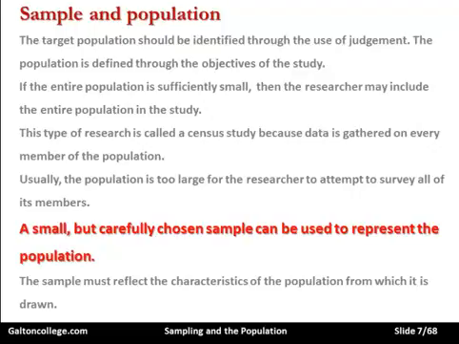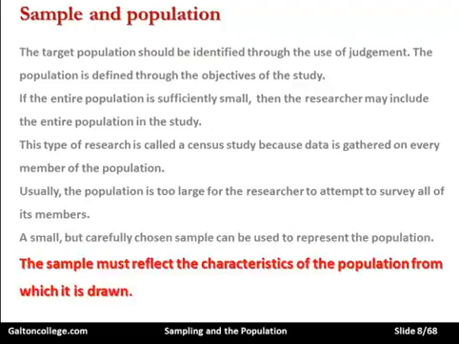And by random, I mean every member selected has an equal chance of selection. Every member of the sample has an equal chance of being selected. That's the important point to bear in mind. The sample must reflect the characteristics of the population from which it is drawn. So it should not depend on the opinions of the researcher. The researcher should be neutral, and each member of the sample should have an equal chance of selection.